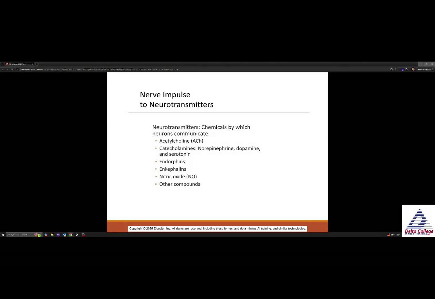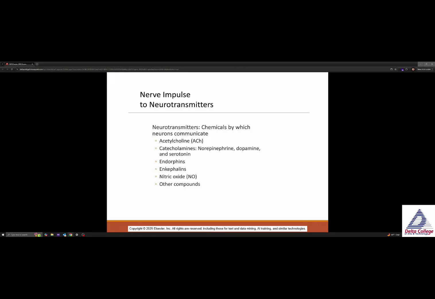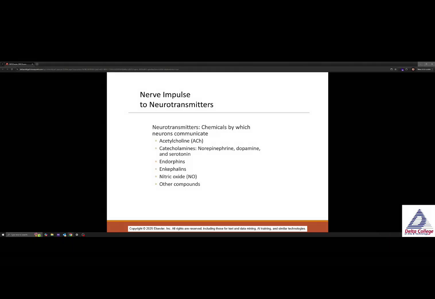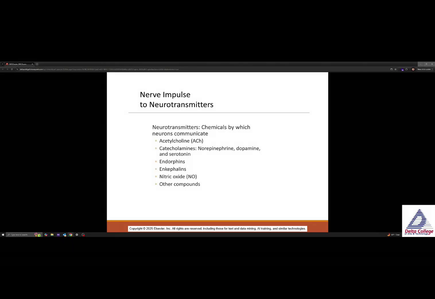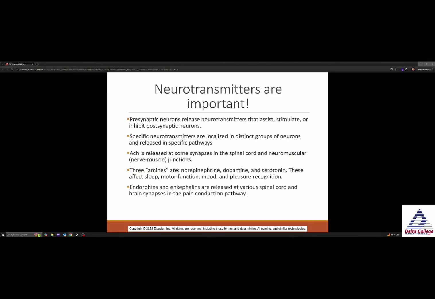Now, neurotransmitters are not distributed randomly through the spinal cord and brain. They have specific sites that they work on. That's why there are certain neurotransmitters that are associated with certain diseases and conditions. Neurotransmitters are extremely important. Presynaptic neurons release these neurotransmitters that assist, stimulate, or inhibit, which stops postsynaptic neurons. Specific neurotransmitters are localized in distinct groups of neurons and released in specific pathways.